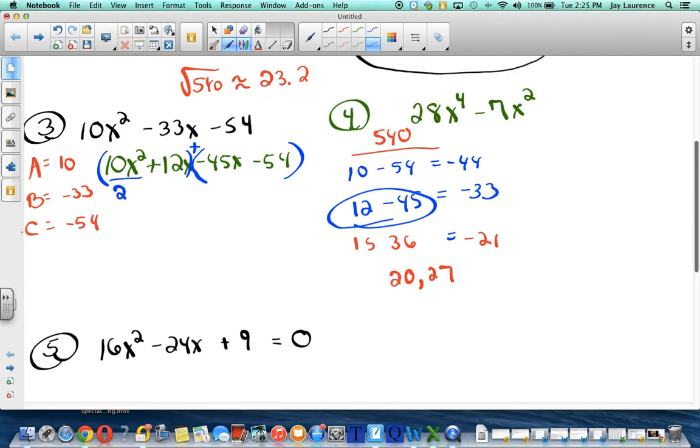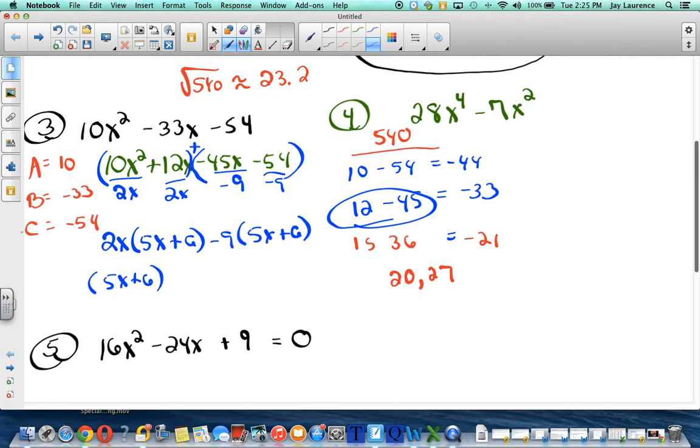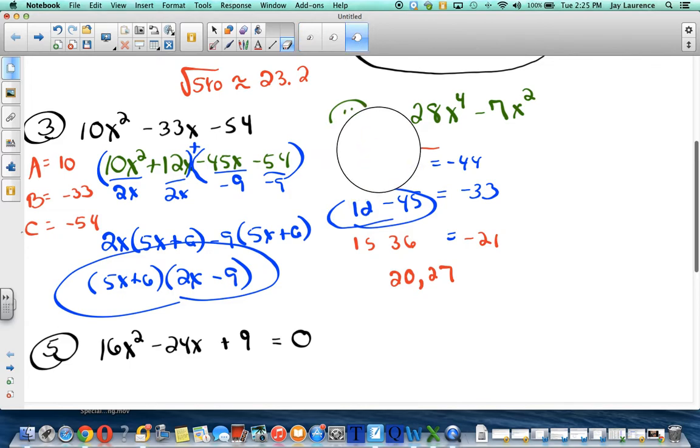Factor out a 2x, I believe. And so I'll have 2x times the quantity of 5x plus 6. I'm going to factor out a negative 9. And I'll get a 5x plus a 6. There's the GCF, a quantity of 5x plus 6. If I factor it out, I'm left with a 2x and a negative 9, and there you go. Factored completely.